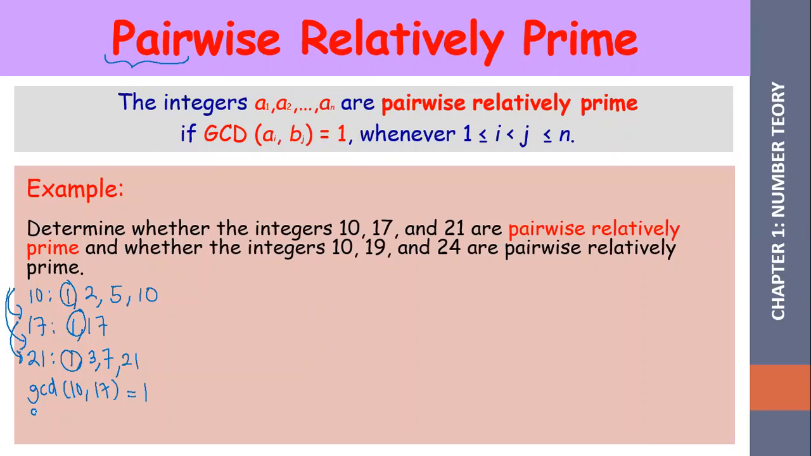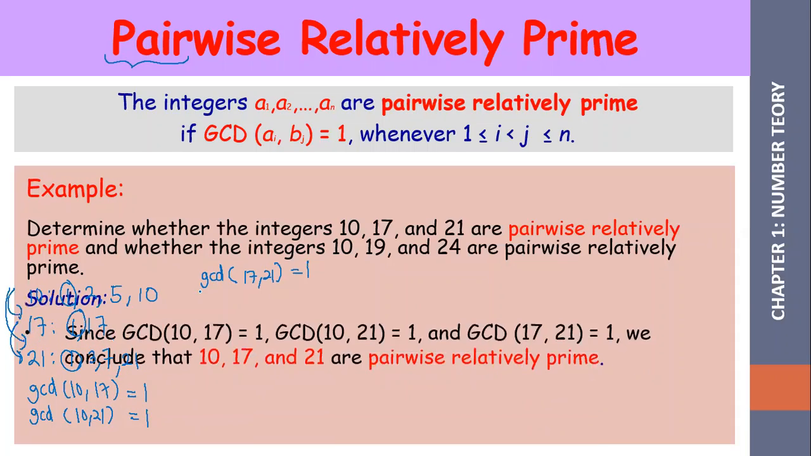is 1. GCD of 10, 21 is also 1. How about GCD of 17, 21? Also 1. Since all the GCDs of the pairs are relatively prime, we can say therefore that the integers 10, 17, and 21 are relatively prime. So you memang kena check one by one, no choice.